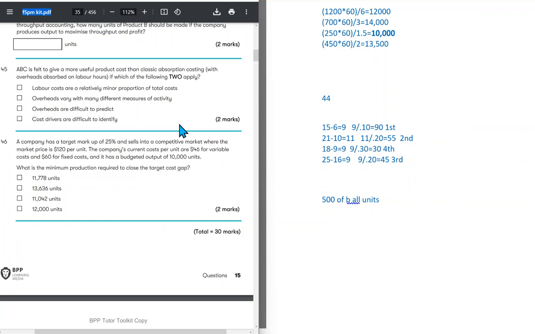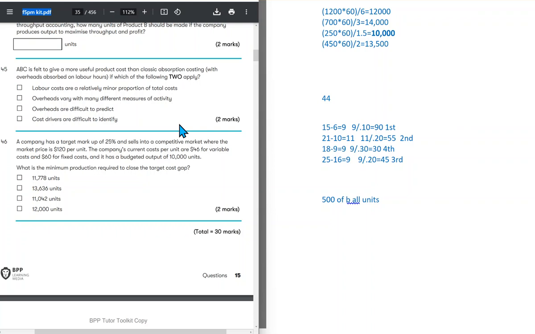Overheads are difficult to predict, and cost drivers are difficult to identify. Labor costs are a relatively minor proportion of the total cost. If that is the case, it would mean that cost doesn't vary a lot with labor costs. If you use absorption costing, it would mean that the cost would not be very accurate.